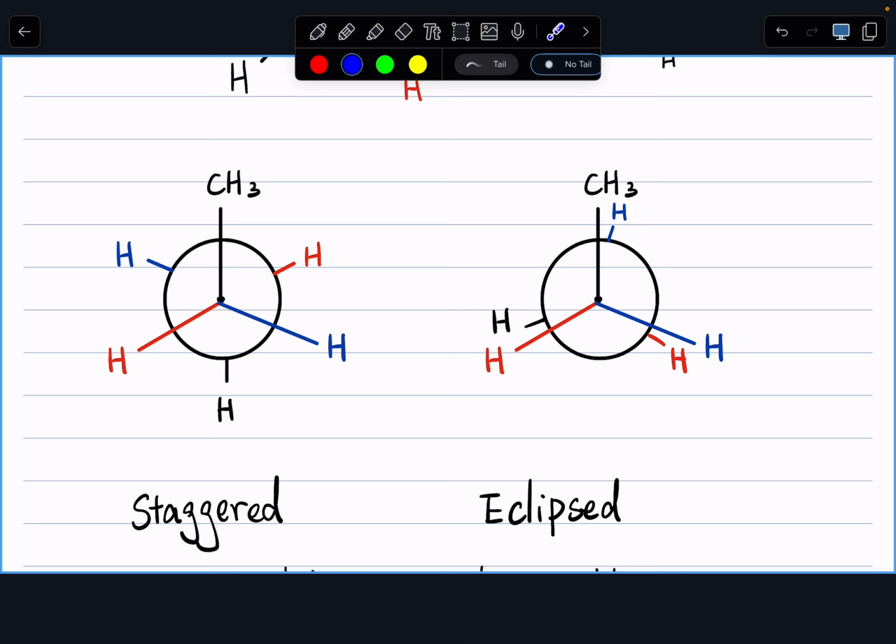So why is having the eclipsed version important? What does it do for us? Sorry, I can't hear you. What does the eclipse version do for us? What do we use that to do?